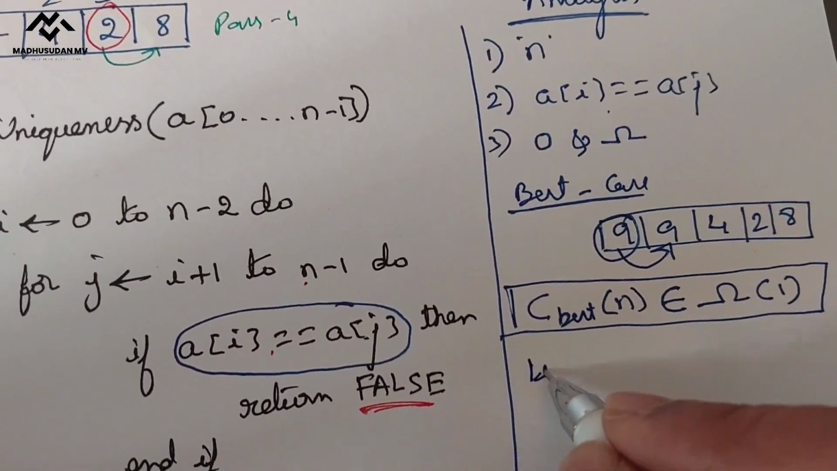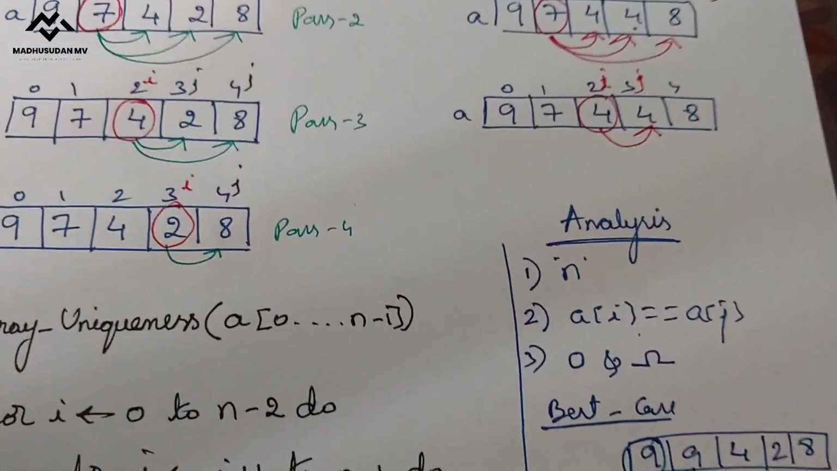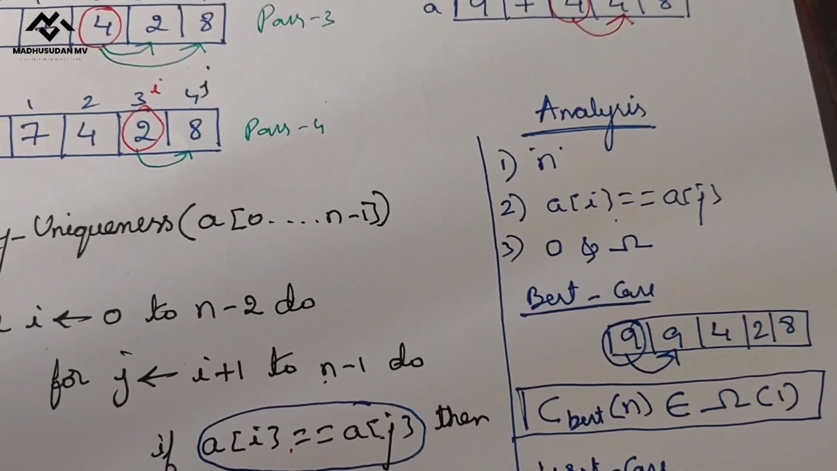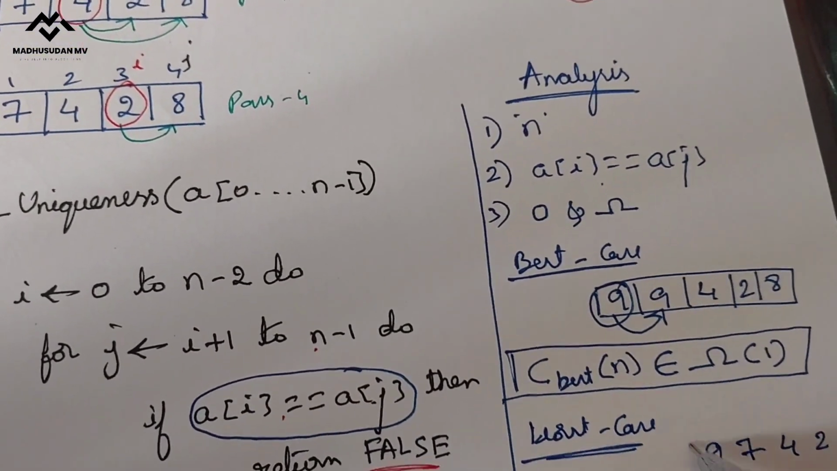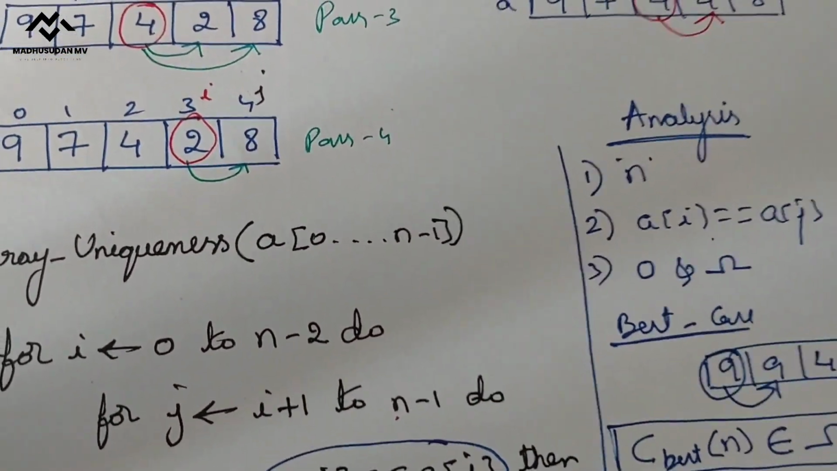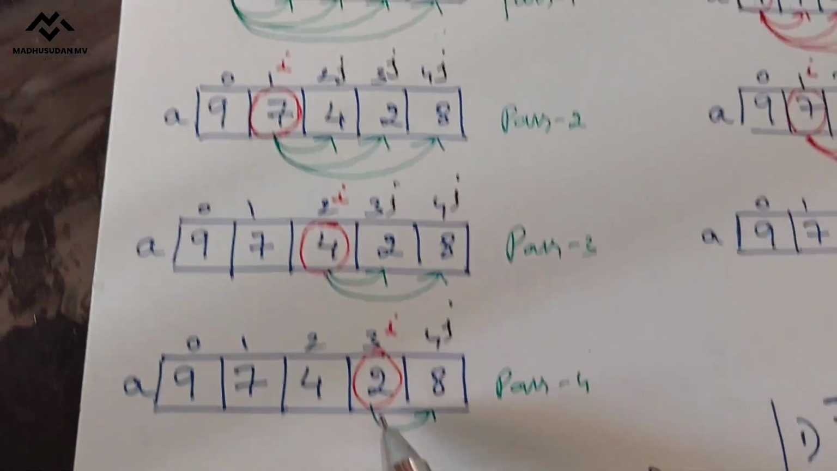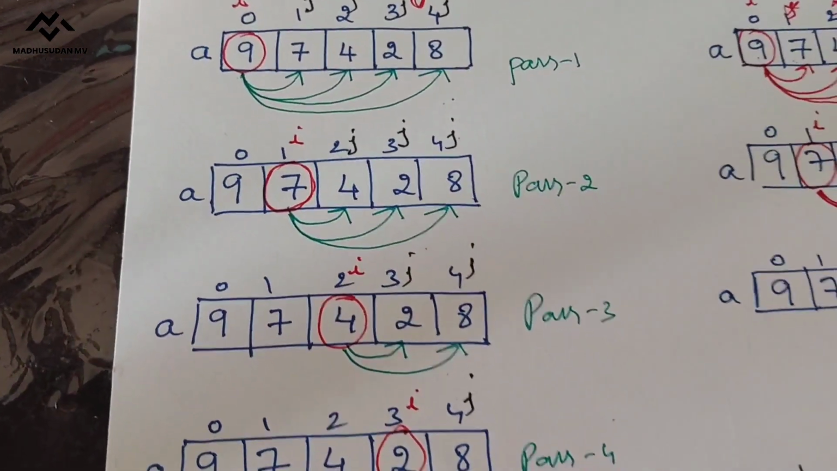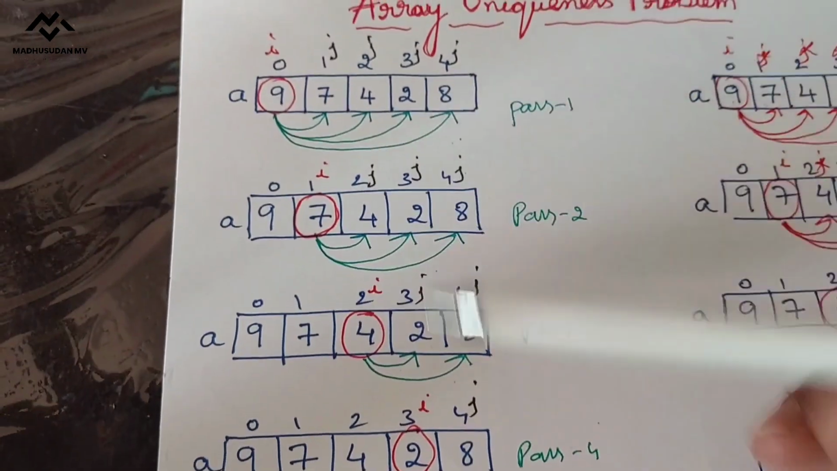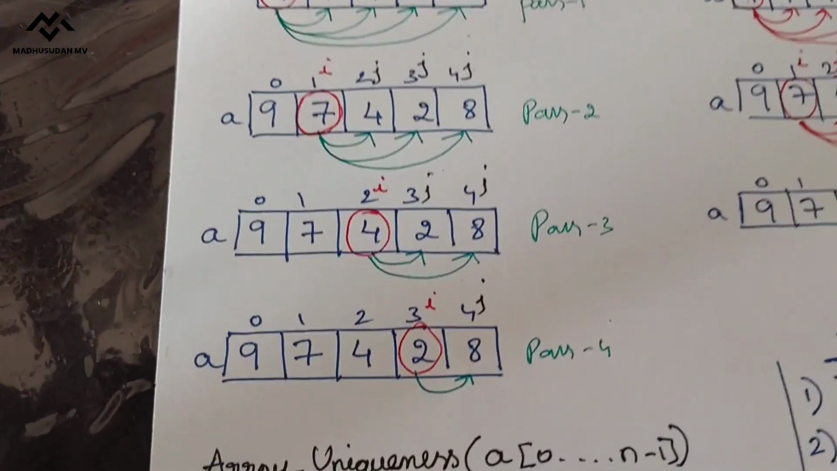Now the worst case occurs in two situations. Situation 1: when the last two elements are equal, suppose like this, 4, 2, 2. Then we get to the last, 10th comparison, and at that time we need to check all the comparisons. Situation 2: if no elements are unique, at that time also we need to check all the elements.